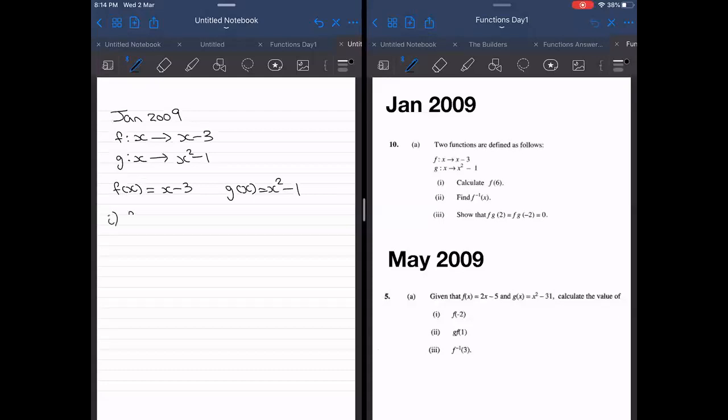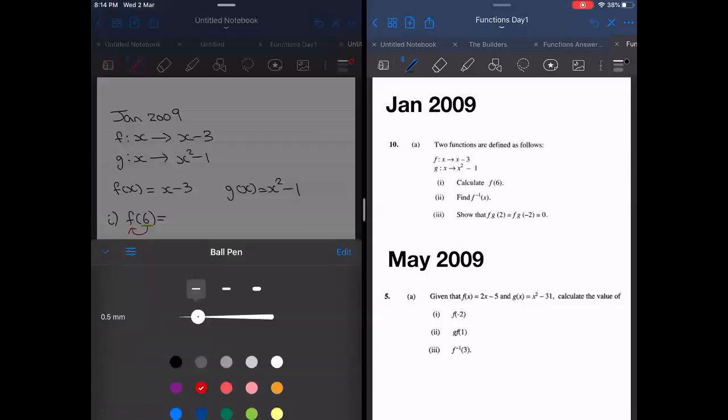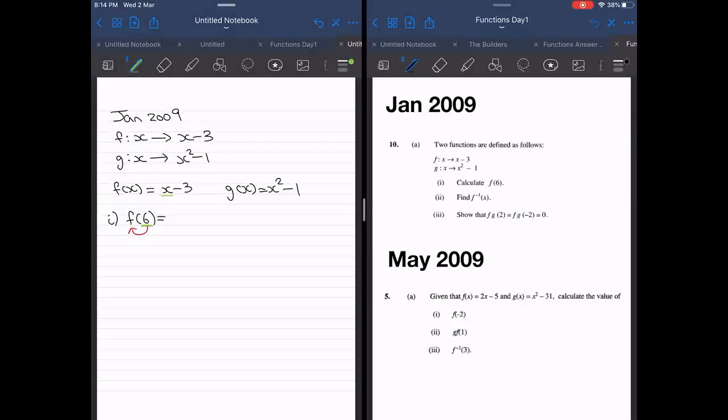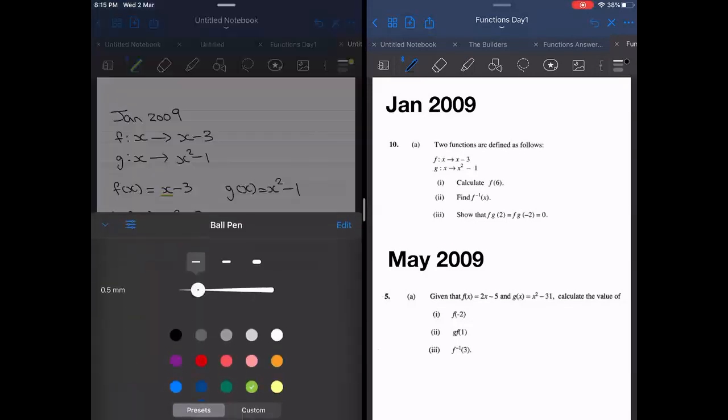All right, so for the first one, which is f of 6, the 6 is the input, so we're going to put 6 into f. It means wherever I see x, I'm going to put 6. And 6 minus 3 is just 3. See, easy marks. Just remember, f of 6 means wherever I see x, I put 6.